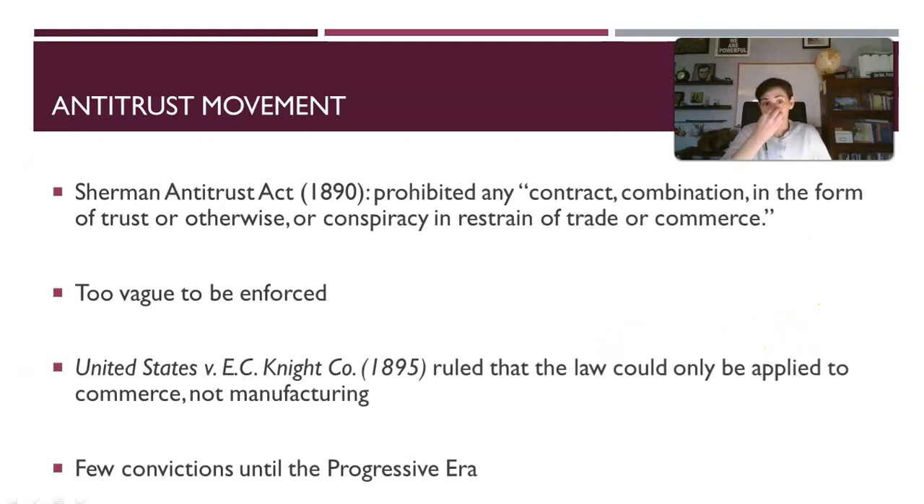Antitrust movement. So we talked about trusts, right? We talked about antitrust. So I mentioned the Sherman Antitrust Act way back in the beginning, and that was in 1890. It prohibited any contract combination in the form of trust or otherwise, or conspiracy in restraint of trade or commerce, okay? Unfortunately, for the most part, it was too vague to be enforced. And in an 1895 ruling, the law could only be applied to commerce, not manufacturing. It would not be until the Progressive Era, which is our next unit, that you actually get convictions.